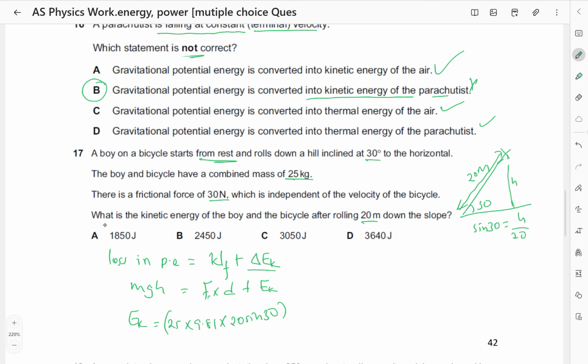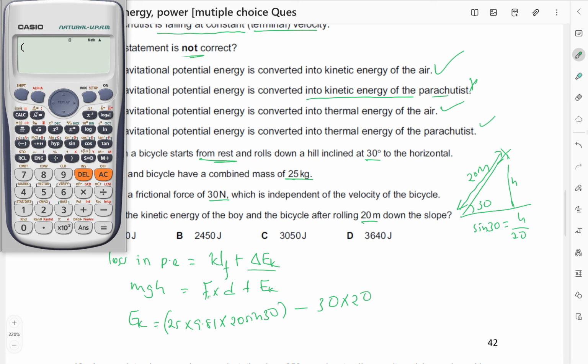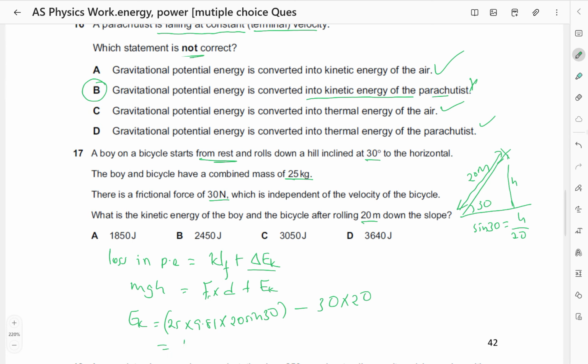So that is mgh minus f, the frictional force, which is 30 times the distance. Of course, for friction, we shall consider 20 meters, so times 20. So I just subtract this. 25 times 9.81 times 20 sine of 30, then minus 600, which gives us 1852 or 1853 joules, which makes the answer to be A, 1850 joules.